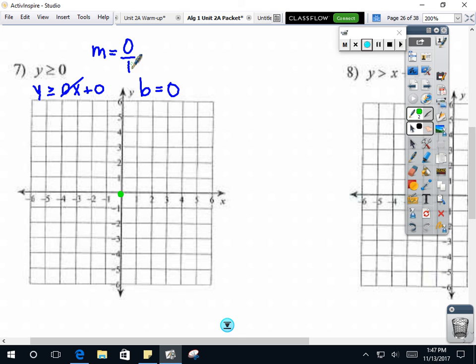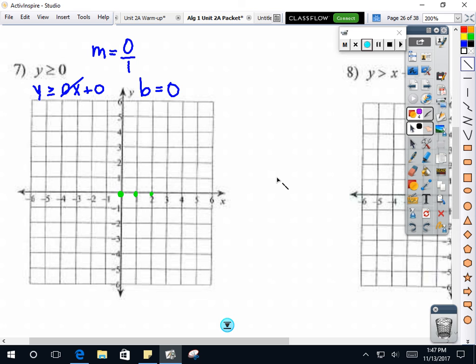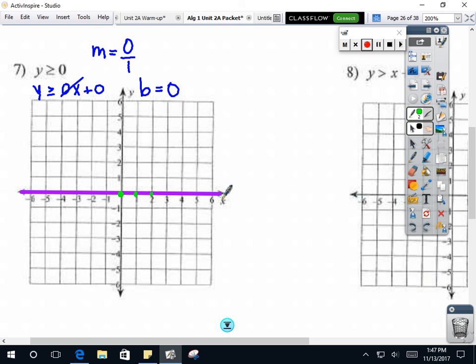And then from there, what does this tell us to do? Just go right 1. So we're forming what kind of line? Horizontal. Is it going to be dashed or solid? Solid, because we have an equal to bar. And a solid line tells us what about solutions? All the points on the line are solutions.